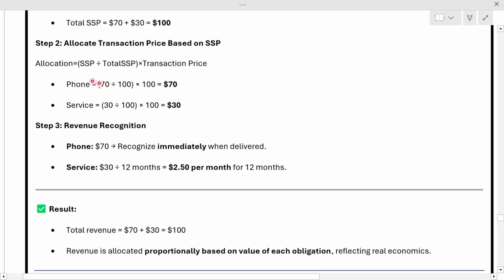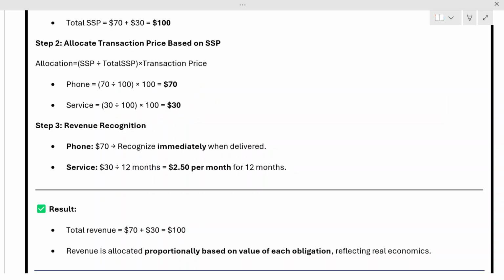So you will be saying that allocation will be done in the ratio of standalone selling price. This number is simply showing the ratio of standalone selling price here, which is 70 by 100 into 100, which was the transaction price, which gives us $70, and similar thing is done for services, which gives us $30.